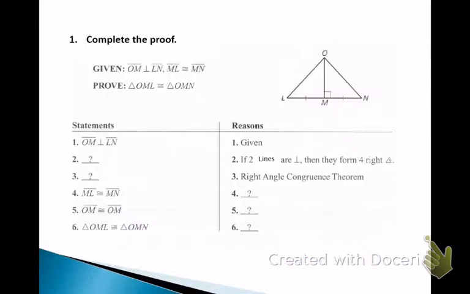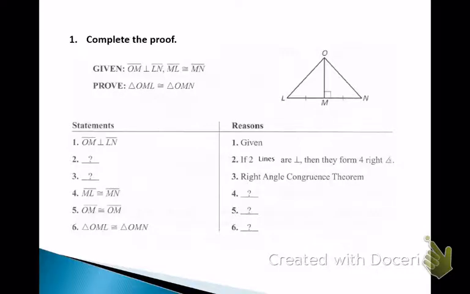Now, can we apply that to 2-column proofs? And if so, how can we? So the first proof here, segment OM is perpendicular to segment LN. And then we're given that ML is congruent to MN, and we want to prove triangle OML is congruent to triangle OMN. Okay? We need to make sure we're very aware of which 2 triangles we want to prove congruent.